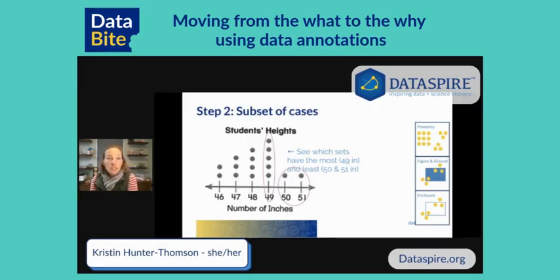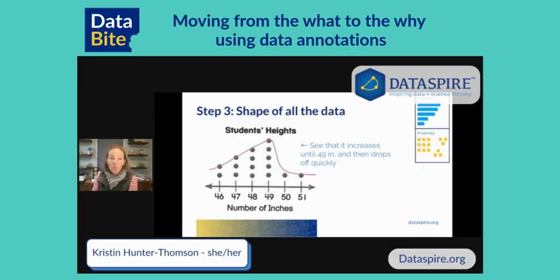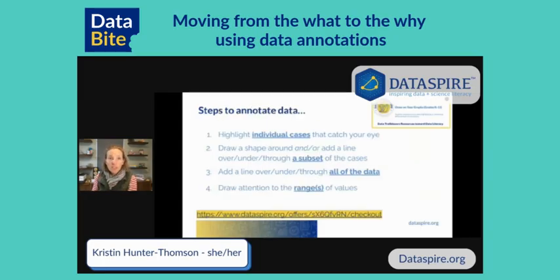But we can use these steps of annotation of, okay, now focus on and physically draw around a subset of the cases, or physically draw a shape around all of the data. So what we're doing here is a variety of different things, but we're giving them a pathway to follow with these 4 steps of annotating the data. We're giving them a routine to use and to practice, and we're giving them ways to see different parts of the data and the patterns, get their eyes directed towards the kinds of things we pay attention to when we are working with the data.